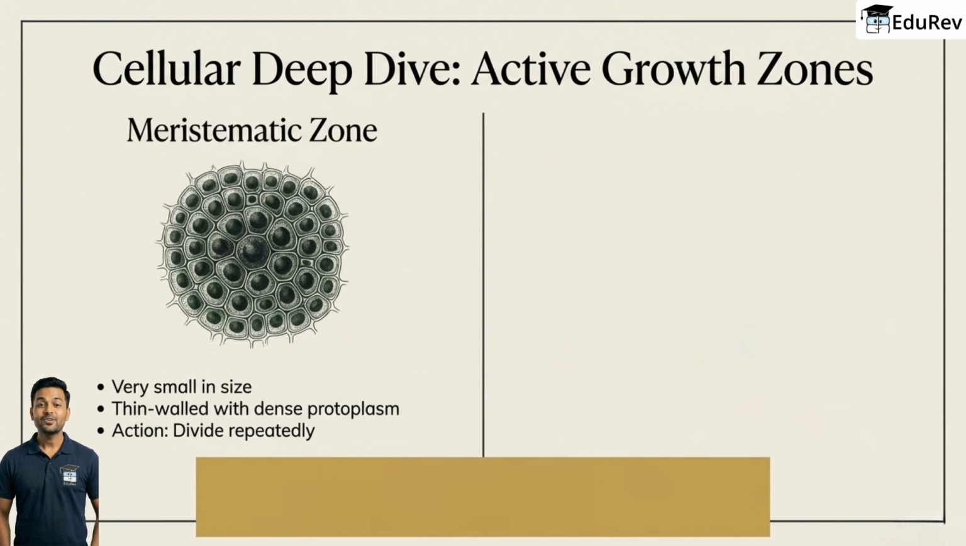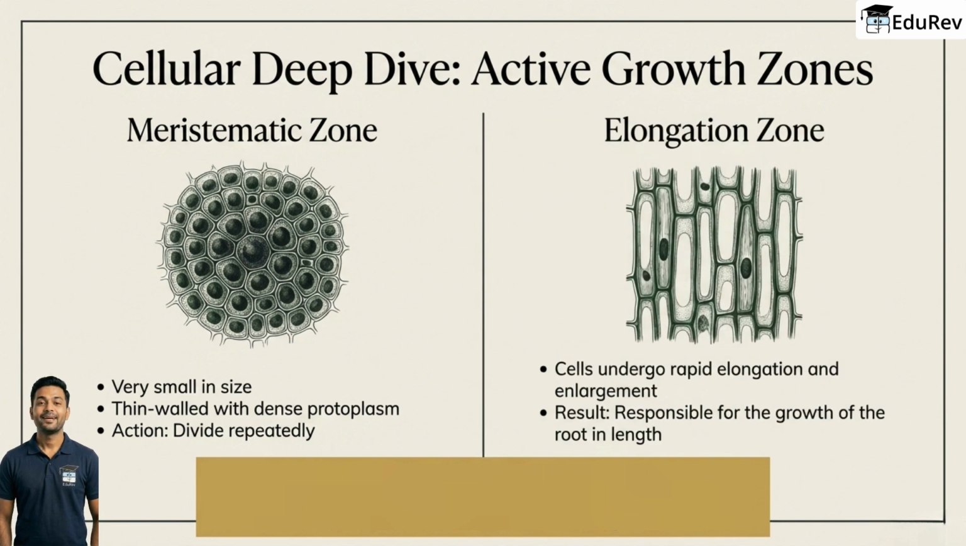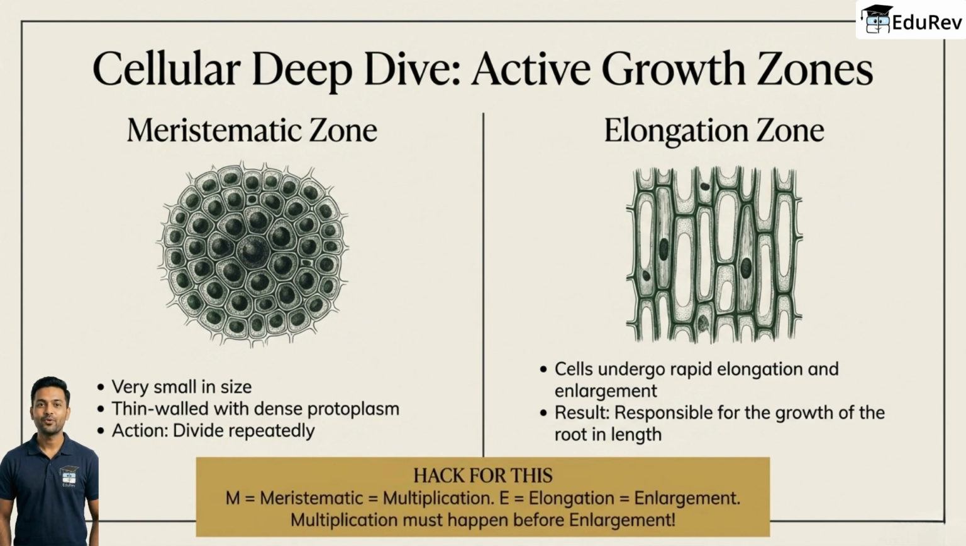At the cellular level, the root's growth zones reveal how structure becomes function. The meristematic zone has very small, thin-walled cells with dense cytoplasm, and their main job is repeated division. In the elongation zone, those new cells enlarge rapidly, which is what drives increase in root length. The mnemonic here is powerful. Multiplication comes before enlargement. That order is non-negotiable in biology questions, and it prevents a lot of confusion during revision.